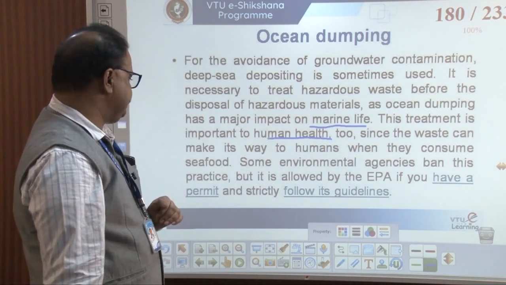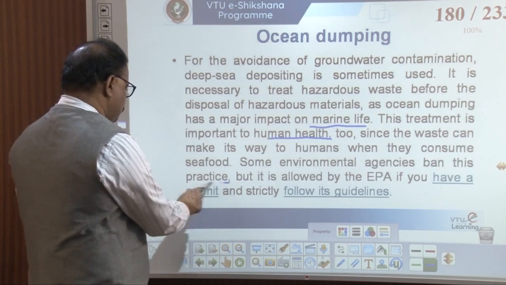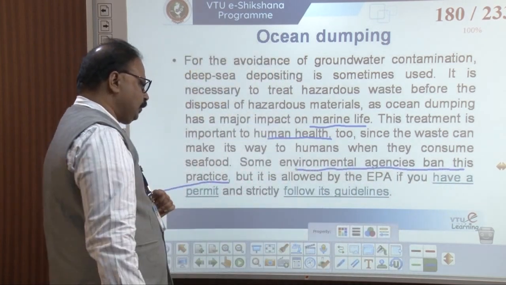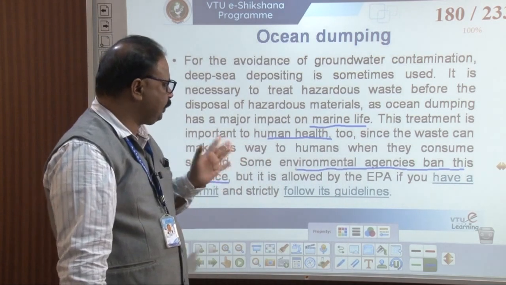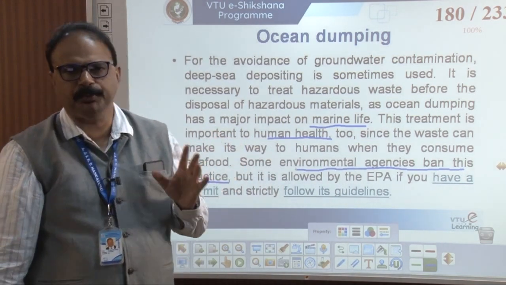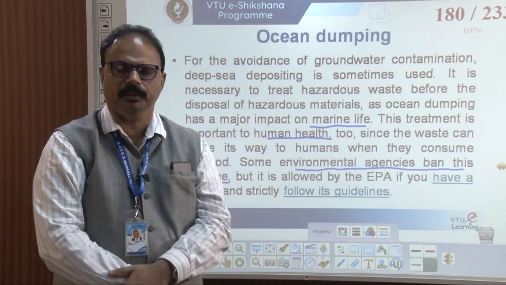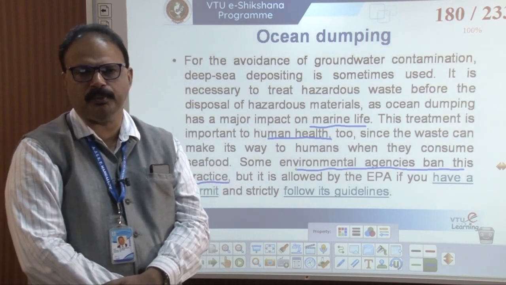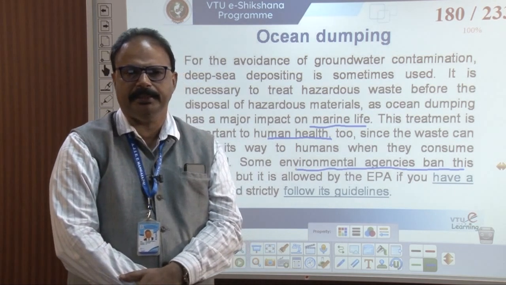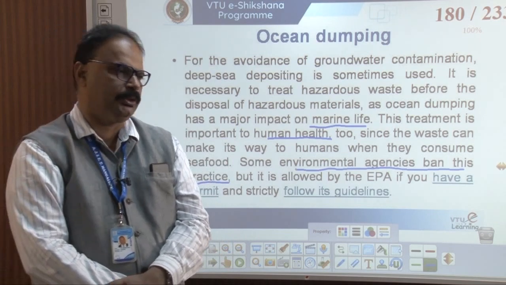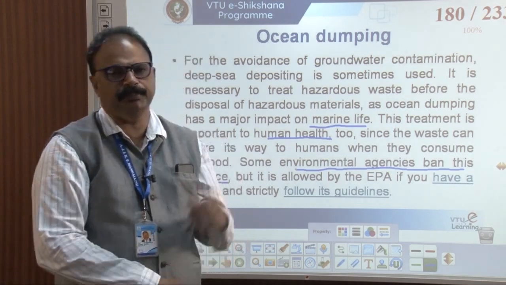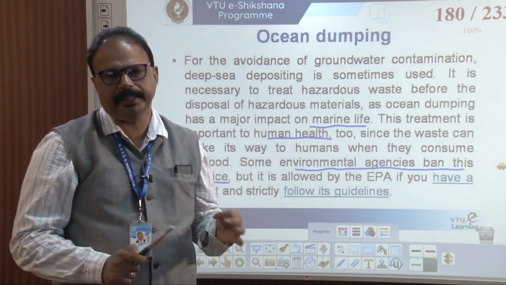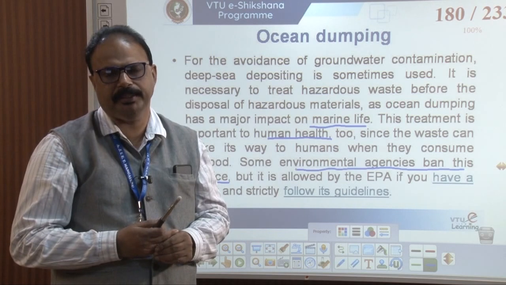Some environment agencies ban this practice. The government and environment agencies ban it, with strict guidelines. We should not dump into the ocean. To avoid groundwater contamination, deep sea depositing is sometimes used. They move a long distance inside the sea, into the deep sea, and they dispose of the waste there. They dump it.